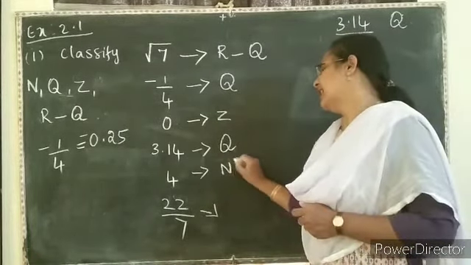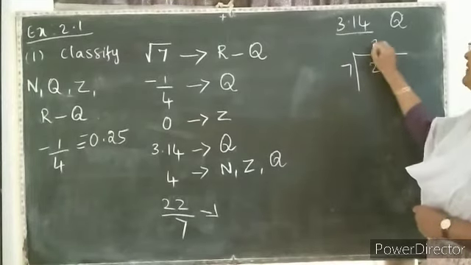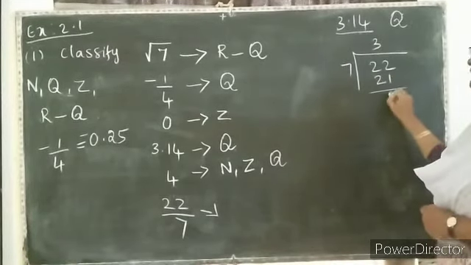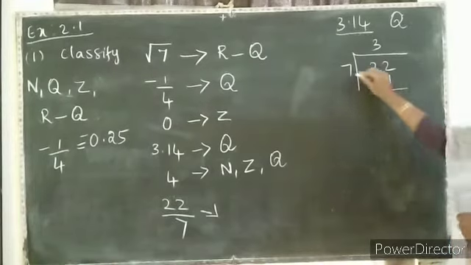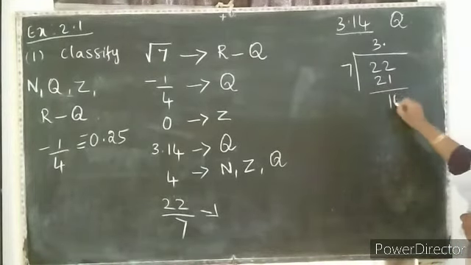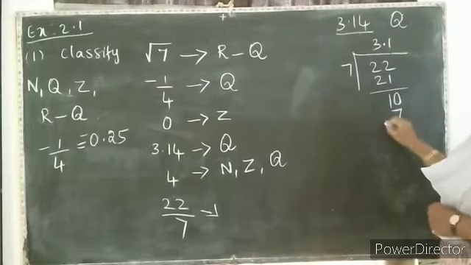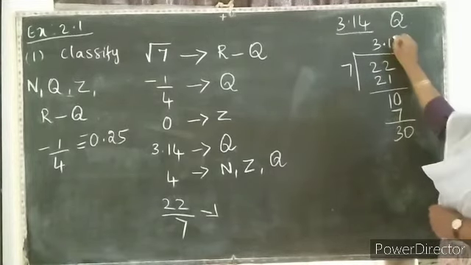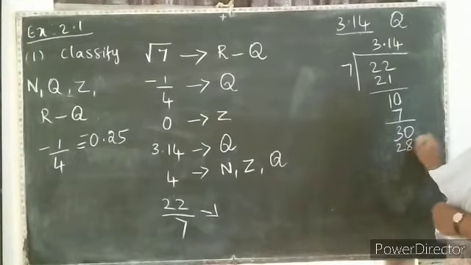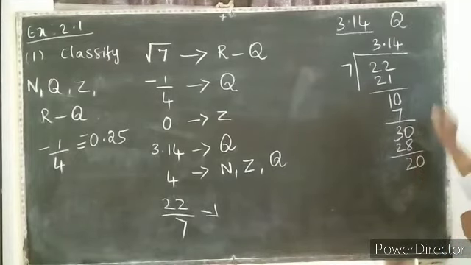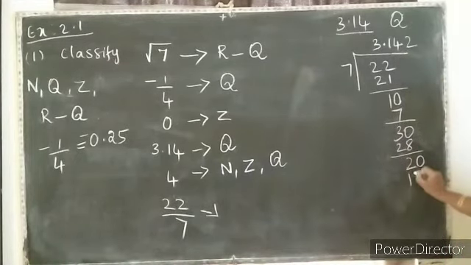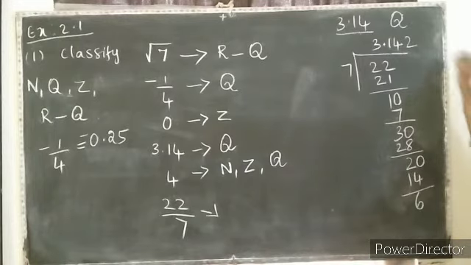Okay, now let's discuss 22 by 7. Let's divide 22 by 7. 7 3s are 21, 1 remainder, so this cannot be divided further, so I am keeping a decimal point. 0, 7 1s are 7, 3, again 30, 7 4s are 28, so again 2, 20, 7 2s are 14, again 6, and it goes on.